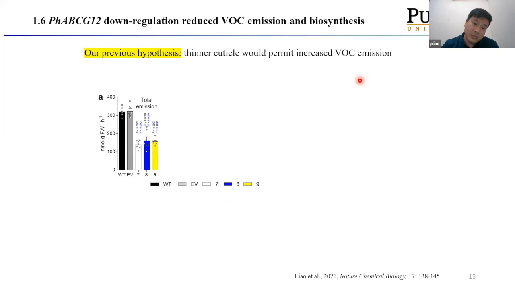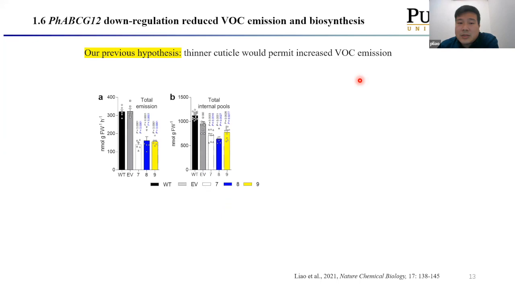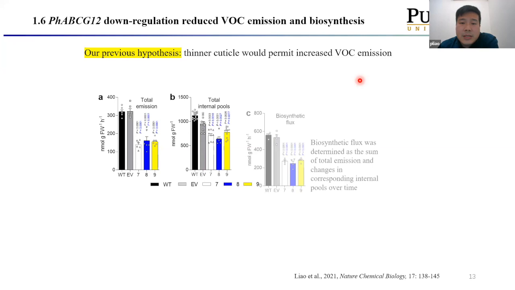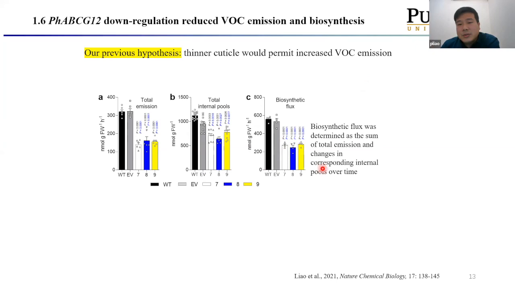By contrast, the total emission was reduced in all the three transgenic lines. Furthermore, we found that the total internal pool was also reduced. So this indicates that maybe the biosynthetic flux was also reduced. So by calculation, we found indeed that the biosynthetic flux for all the three transgenic lines was also reduced.